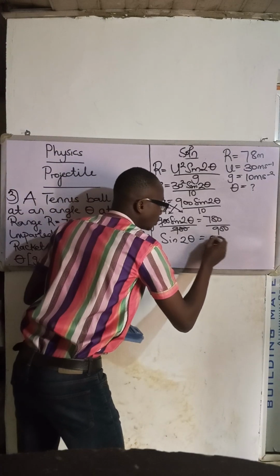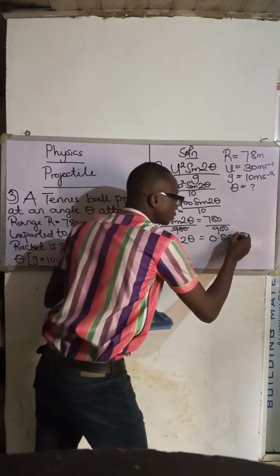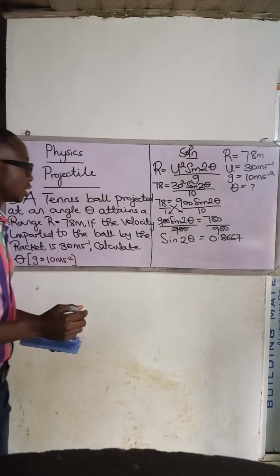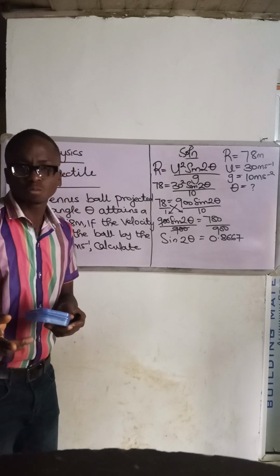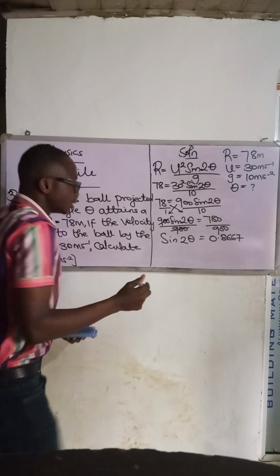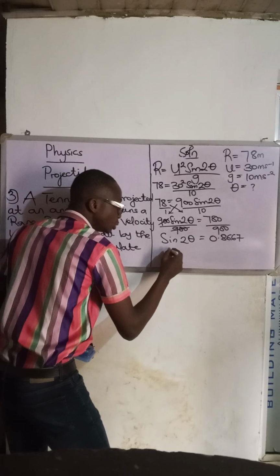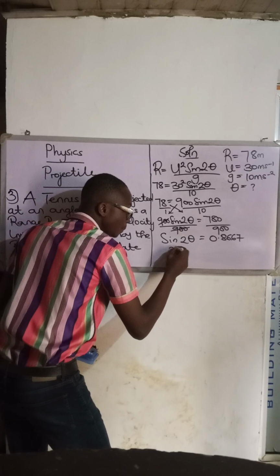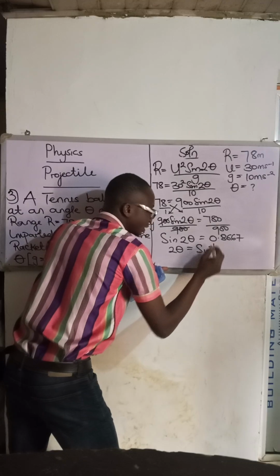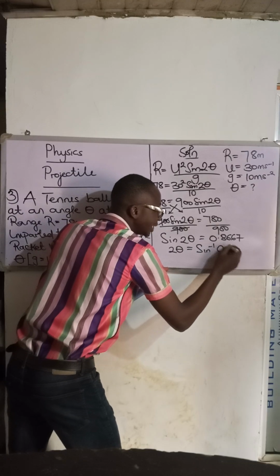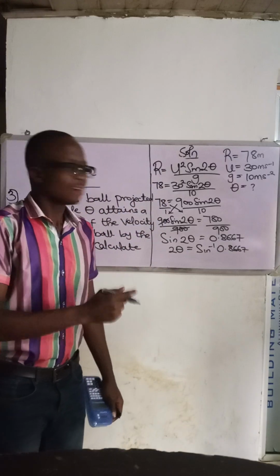That gives 0.866, we have 0.8667. Now, what do you do next? You take the sine inverse. So we are taking the sine inverse now, which is equal to, then we have 2 theta is equal to sine inverse of 0.8667. Please follow the steps.